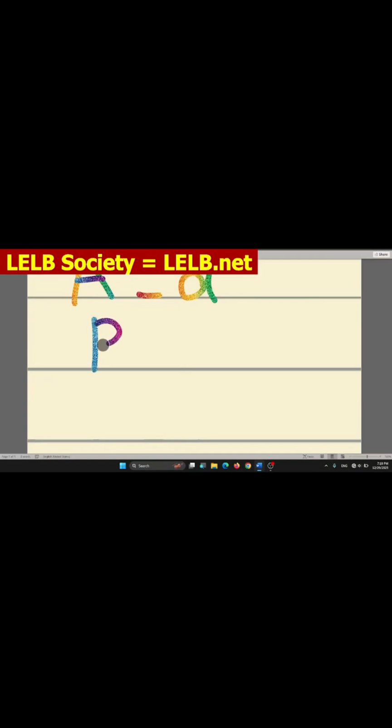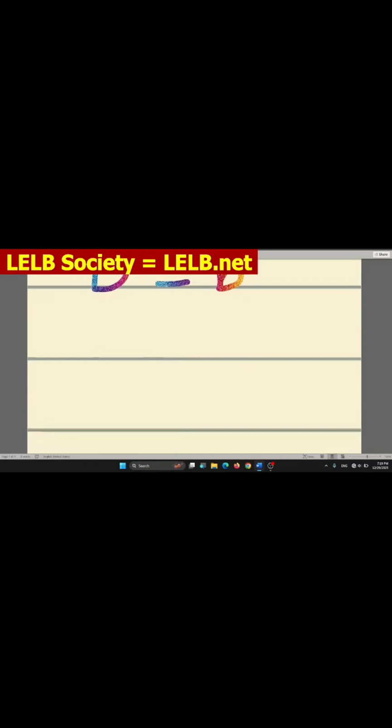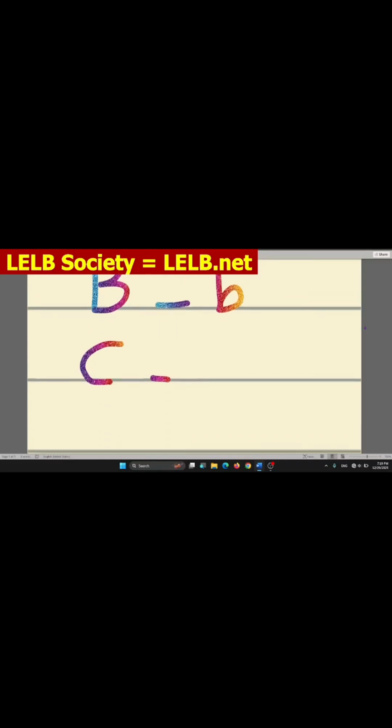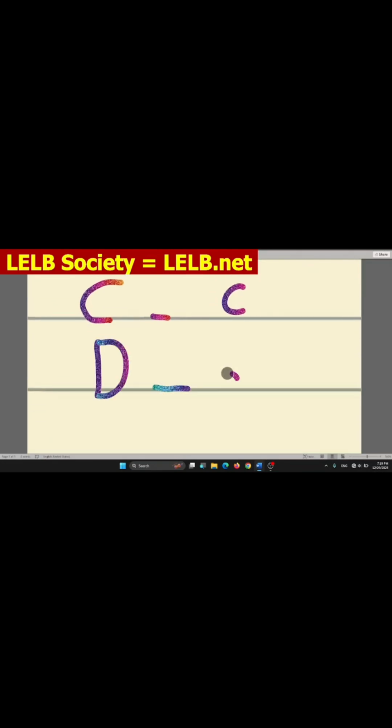B. Is this lowercase or uppercase? Uppercase B, and lowercase b. Very good. And C. A semicircle. And a small semicircle, the lowercase c is smaller. Okay. So, D. This is D, as you said. So, uppercase D and lowercase d.